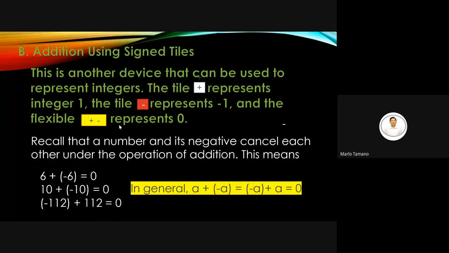Naintindihan? And that is, opo sir, equal to 0.